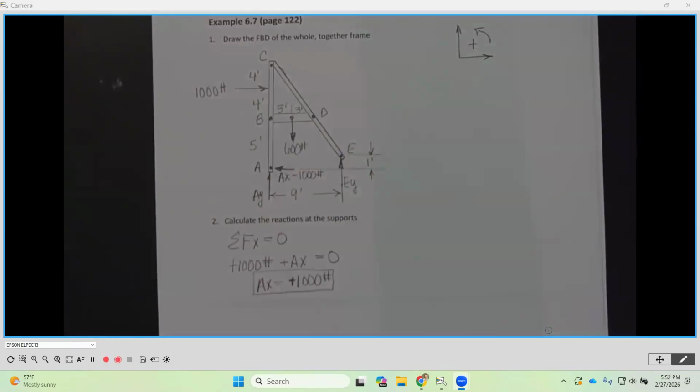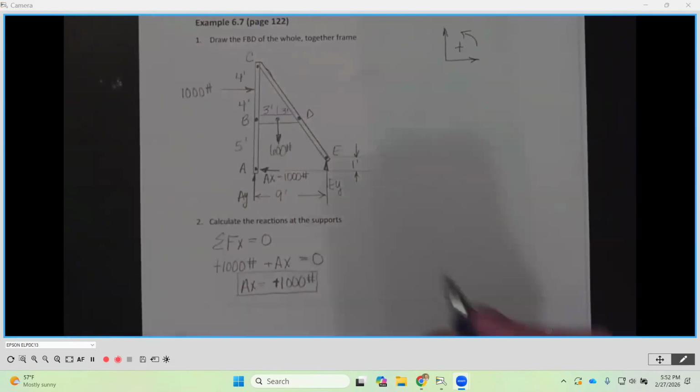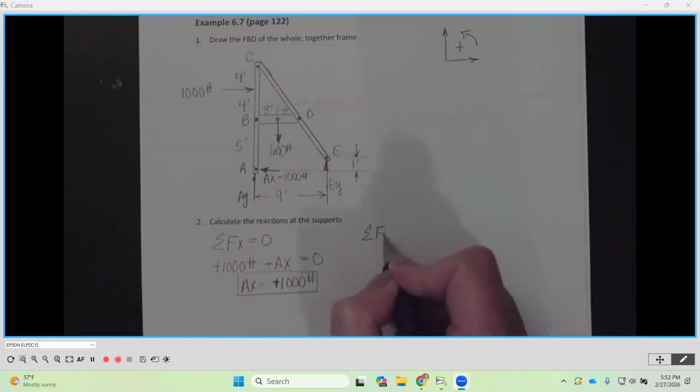Now what do I want to do? I've got two more equations of equilibrium I can use. Sum the forces in the y, sure. So let's see what we can do there. So I'm going to sum my forces in the y equals 0. Make sure you tell me you're going to do that, okay?